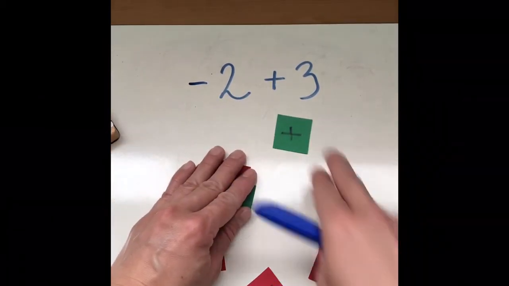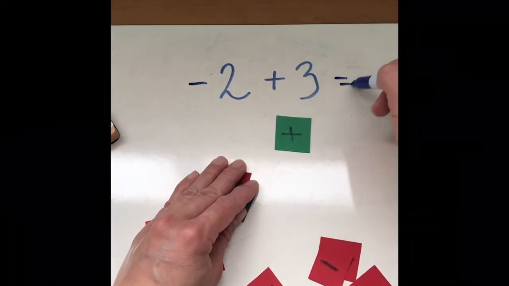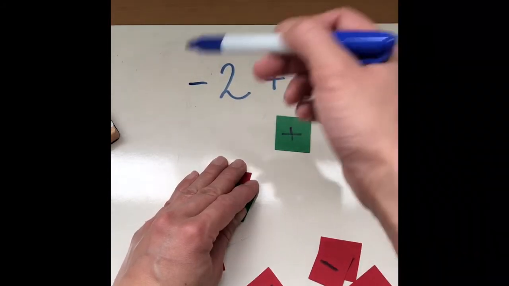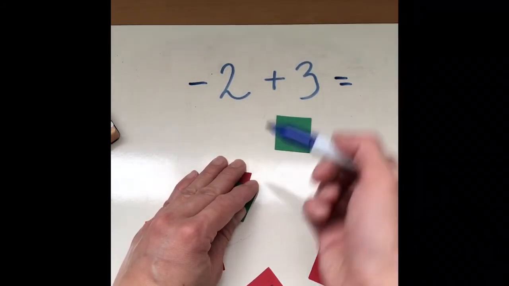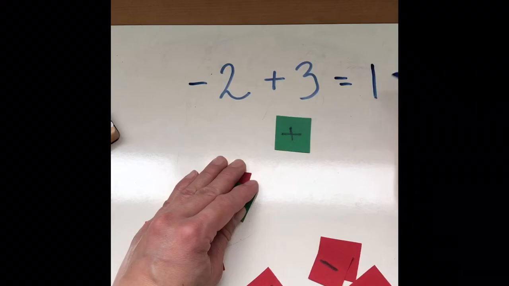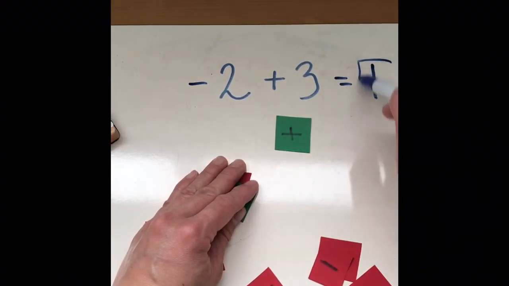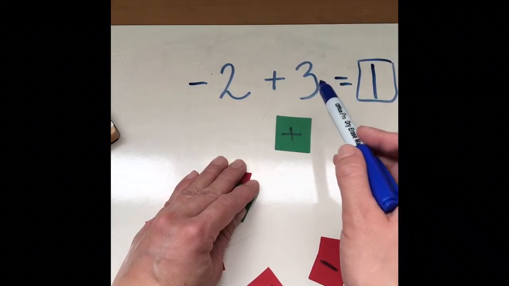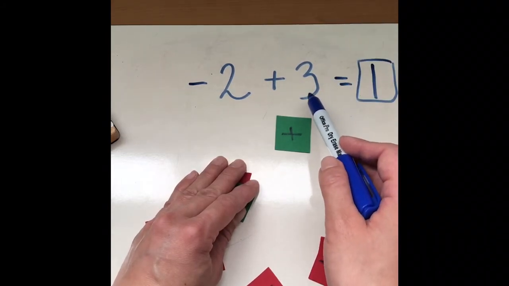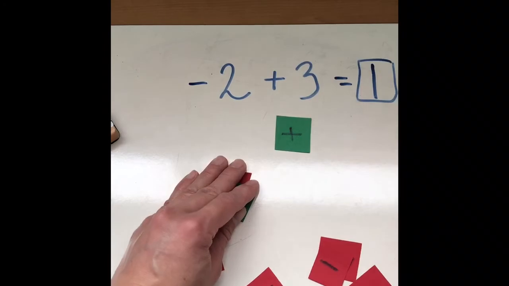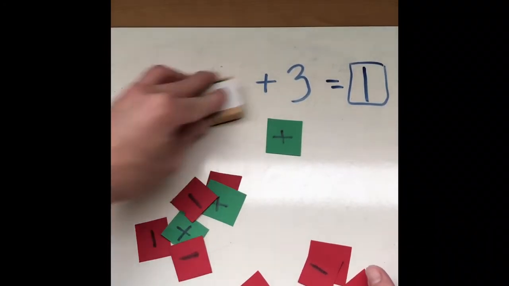So what am I left with? +1. So I can see, okay, if they're different signs, I'm going to subtract them, and my sum is going to take the sign of the bigger absolute value. So in this case, the absolute value of +3 is going to be bigger, and since it's positive, my answer is going to be positive.